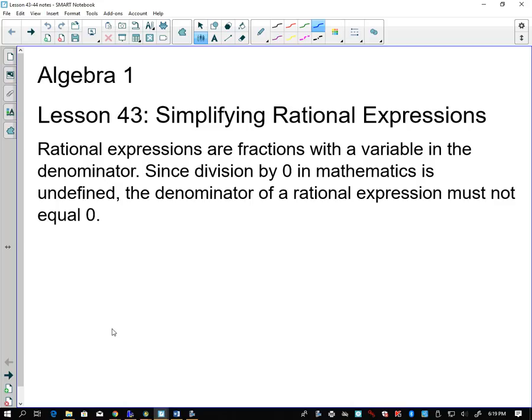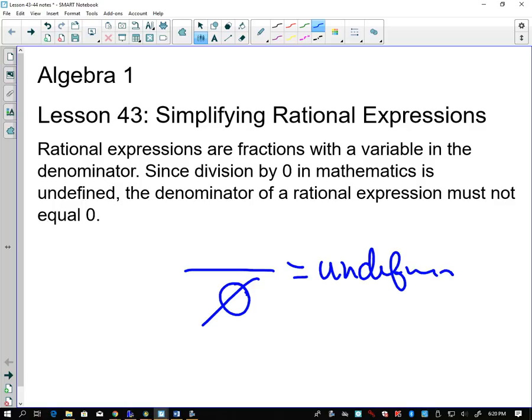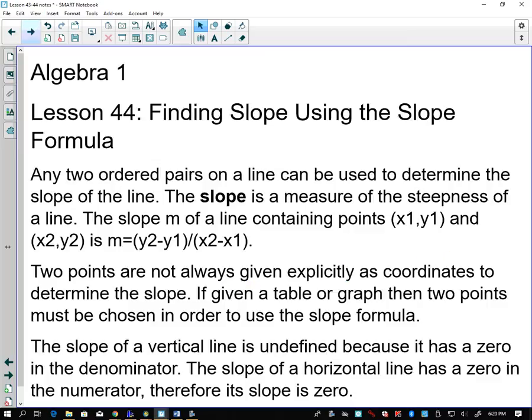Big deal here is that we cannot have 0 in the denominator because it gives us something that is undefined. If we plug any number in our calculator, divide it by 0, it's going to say error, undefined, or infinity if you plug it into your Chromebook. All right, so since division by 0 in mathematics is undefined, the denominator of a rational expression cannot equal 0. Okay, so we can solve, and we'll get into solving some questions that involve that here in a little bit.